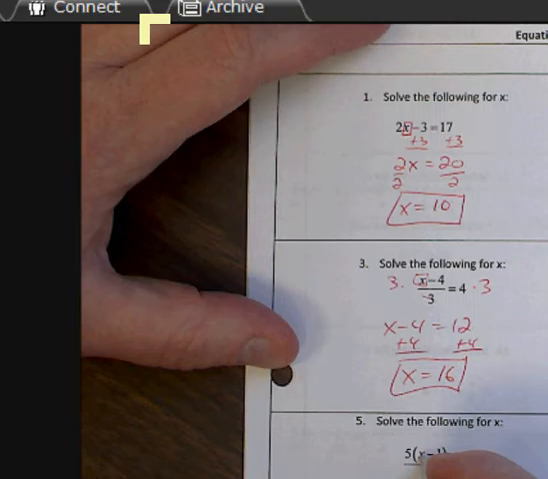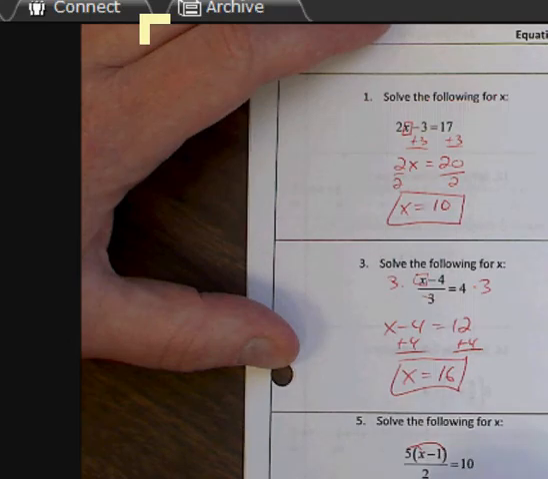Number 5, I'm trying to get x by itself. So a couple different ways we can distribute this out. Maybe that's the easiest way. I get 5x minus 5 over 2 equals 10. Now I'm going to multiply by 2 on both sides. Cancels over here. I get 5x minus 5 equals 20. I'm going to add 5 on both sides. I get 5x equals 25.